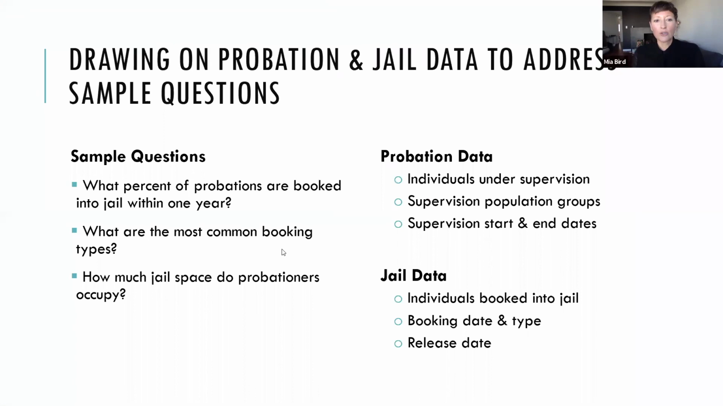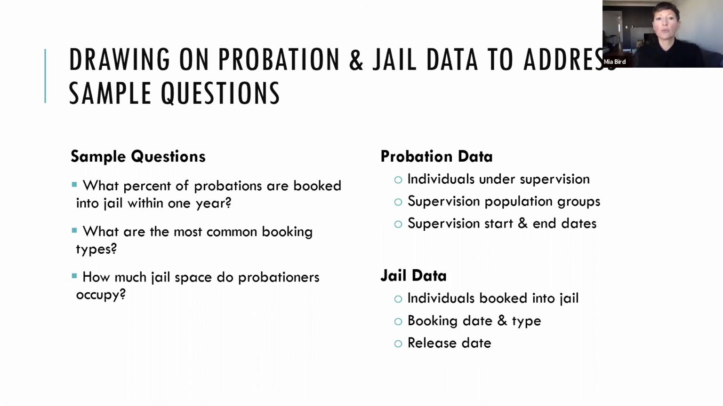And so if we use our sample questions again as a guide, if we're working from these sample questions, we're thinking about, okay, what are the data elements that we need from probation and from the jail system in order to address those questions? And they really fall into 3 categories for probation and 3 categories for jail.